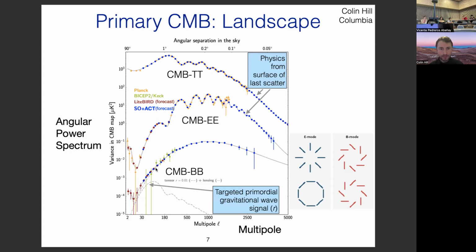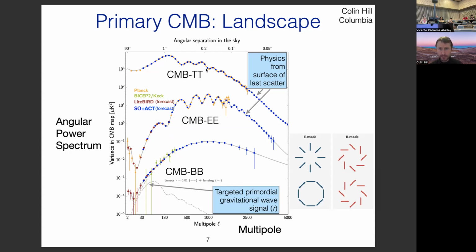There's also some B mode measurements from the BICEP experiment down here in green, which are just consistent with lensing B modes so far. And then I have some forecast data points from ongoing and upcoming experiments, and I'll just highlight the blue points, which are a combination of forecast data from ACT, and then also Simons Observatory data. I'll come back to Simons Observatory at the end of the talk.